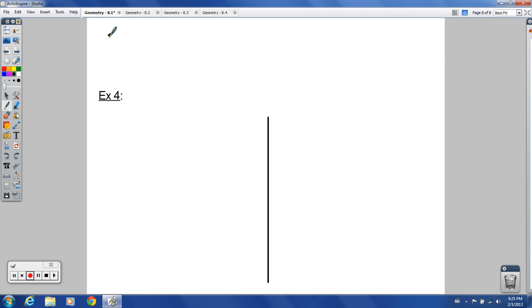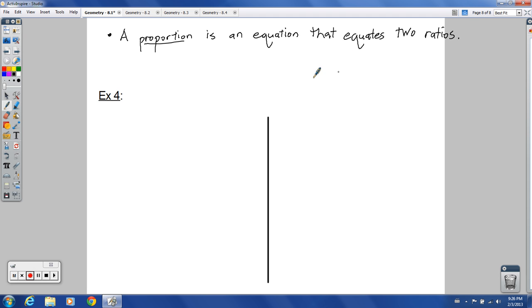So a proportion is an equation that, and this sounds kind of fancy, but it just means sets them equal to each other. It's an equation that equates two ratios. A ratio is a fraction with the same units, and so it equates two fractions.